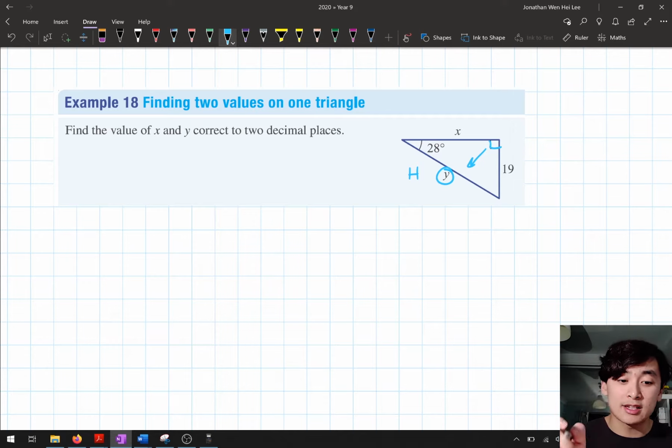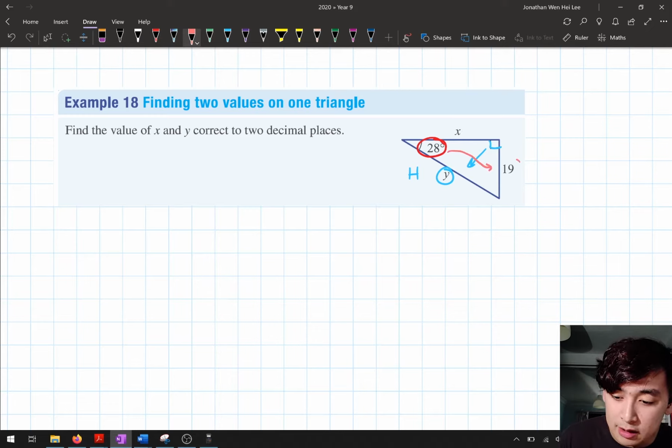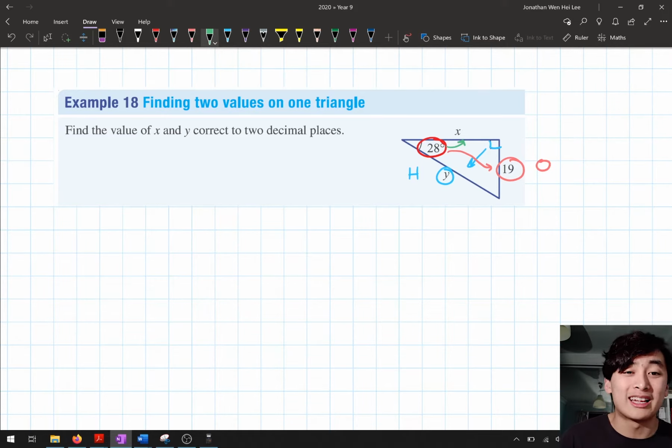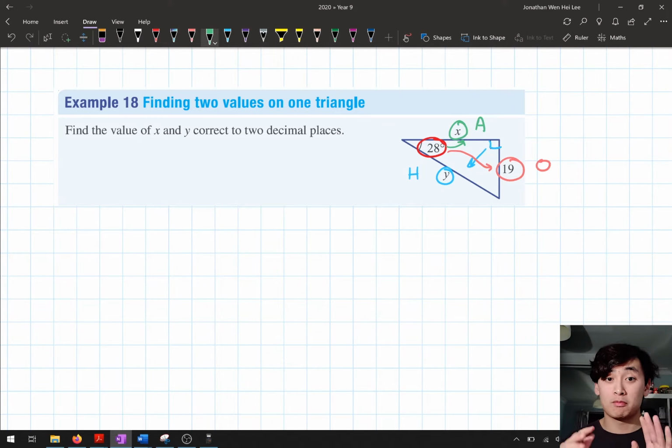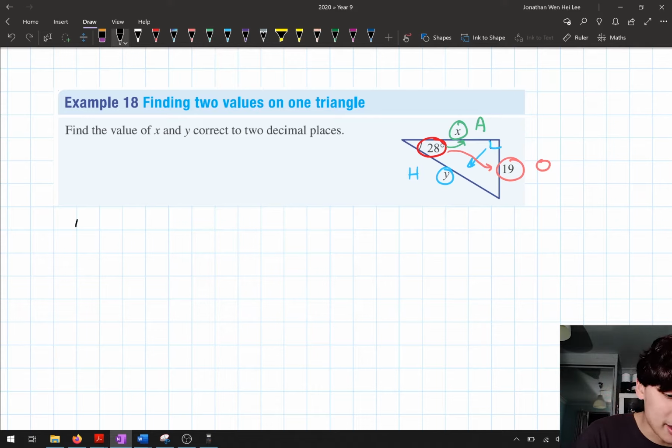The next step, the second step, is to go to my angle and then go to the opposite side to the angle. So opposite my 28 degrees is this 19. So this is my O, opposite. And the final side is the one that's left over, or the one that's next to that angle, which is my x, and so that's my adjacent side. There we go, nice and easy. I've got my three sides. Okay, let's find x first.